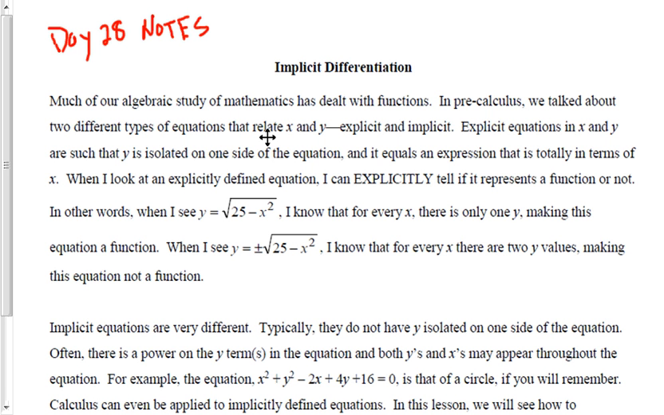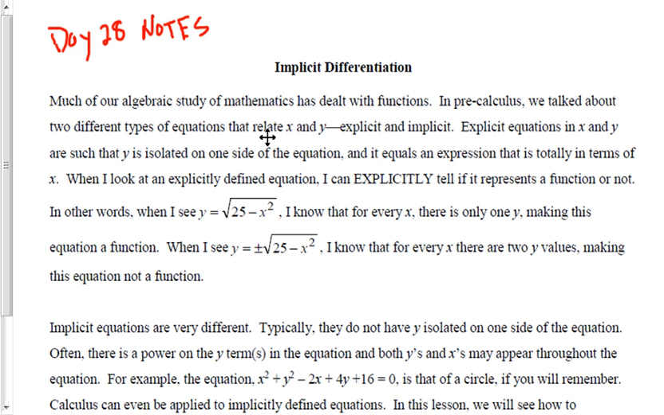So, much of the algebraic study of math so far has dealt with functions. In pre-calc, you talked about two different types of equations that relate x and y, both explicit and implicit, much more dealing with explicit equations. Explicit equations in x and y are such that y is isolated on one side of the equation. We talked about this a little bit with graphing calculators, so many times you're trying to get y equals.